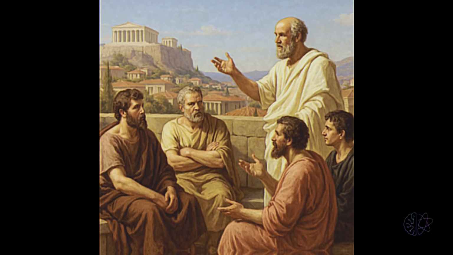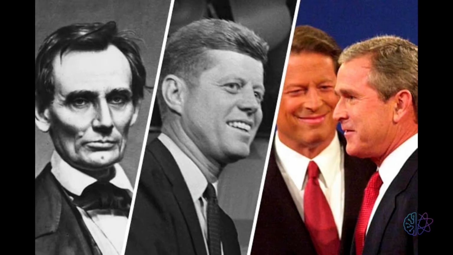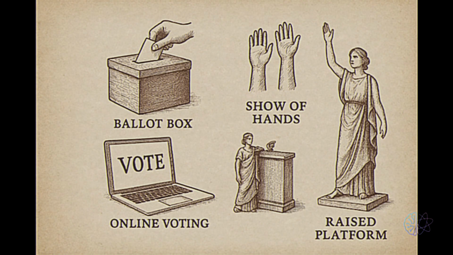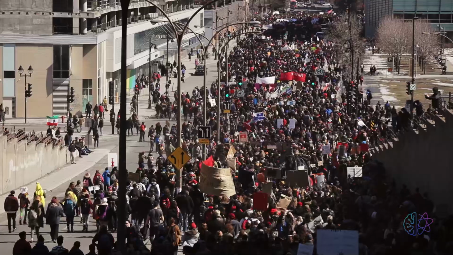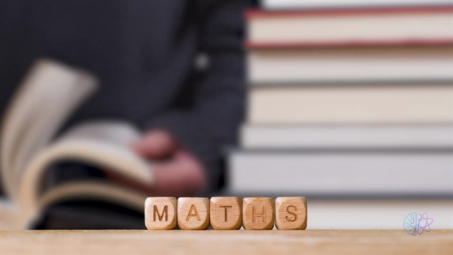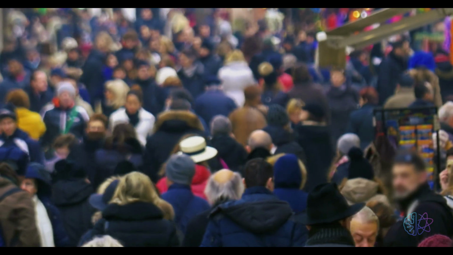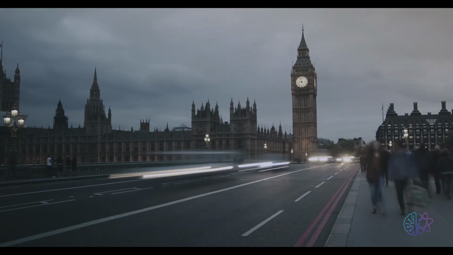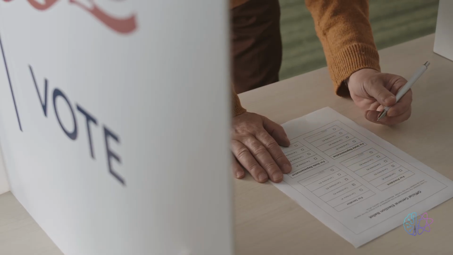Mathematically. In this video, we're diving into a paradox at the heart of democratic systems. You're going to learn how a Nobel Prize-winning economist, Kenneth Arrow, mathematically demonstrated the limitations of voting systems. We'll explore real-life examples of democratic failures, alternative voting models, and how mathematics can both explain and possibly fix the flaws in democracy. By the end of this, you may never look at elections the same way again.